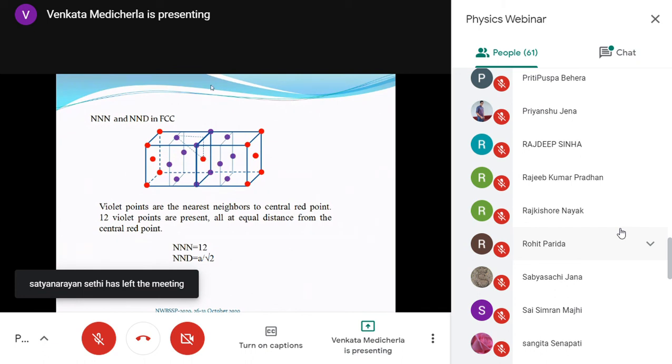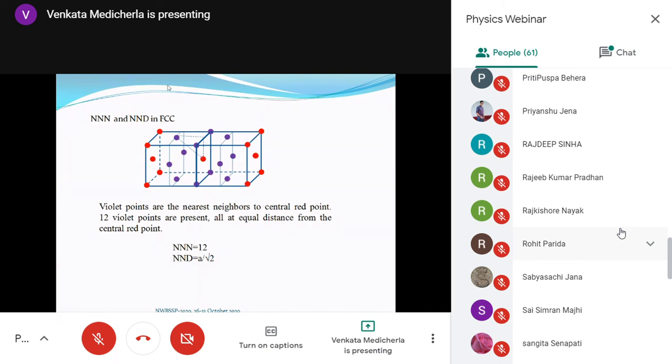Suppose you take this central plane. You have a red dot at the center of the square, and the distance to the corner will be a by root 2, right? Because the diagonal of the square is a root 2, and a root 2 by 2. So the distance to any of the corners is a by root 2.